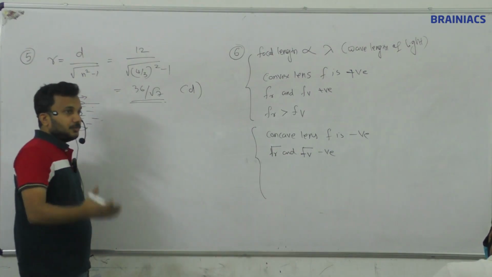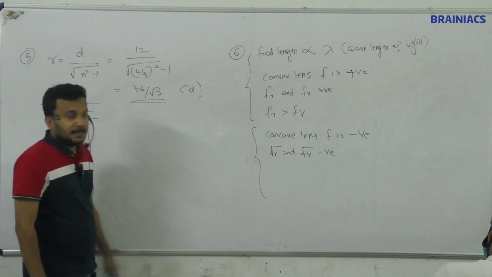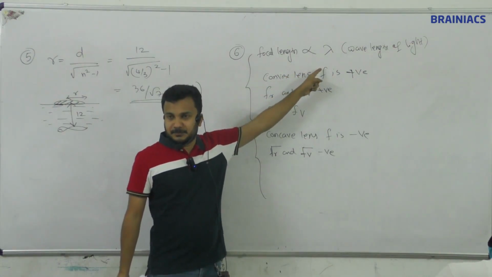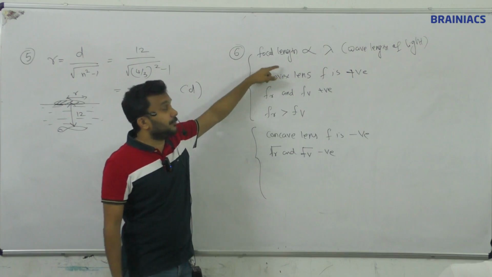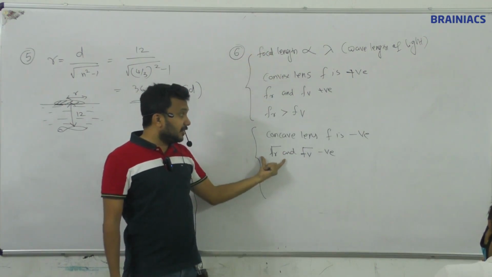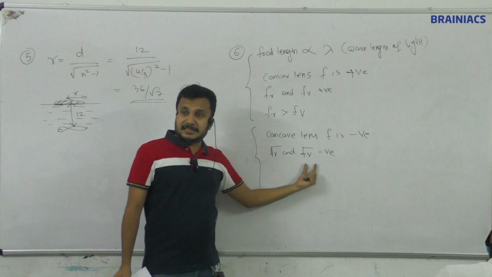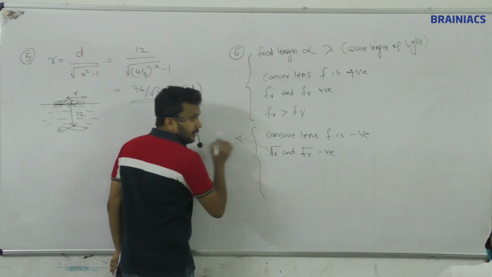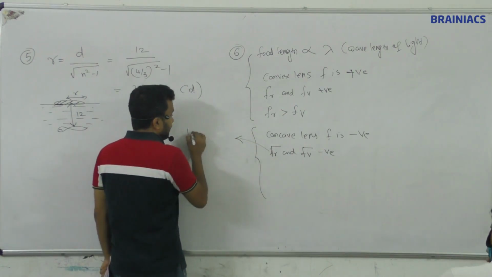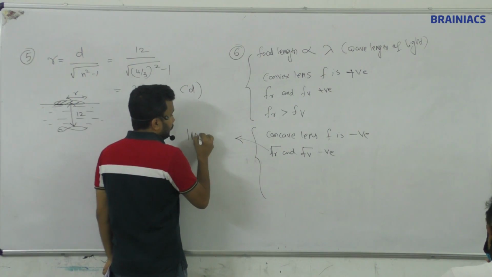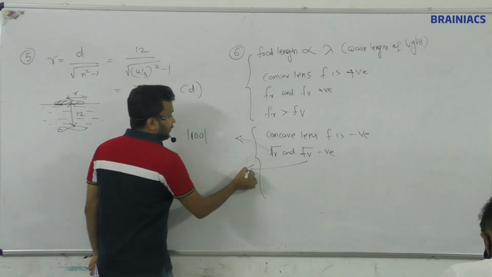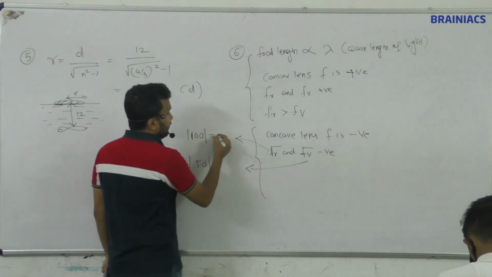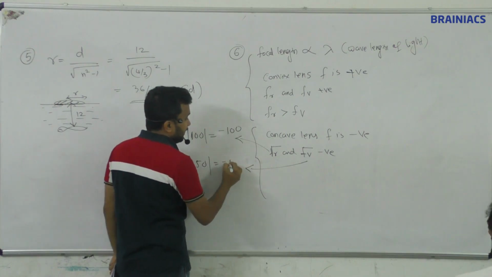But magnitude wise I know fr is higher because for red light the wavelength is higher. So wavelength is higher means focal length is higher. So fr is higher, fe is lesser, but both are negative values. You can consider fr higher magnitude wise, for example fr equal to 100, fe magnitude wise 50, but with sign this is minus 100, this is minus 50.